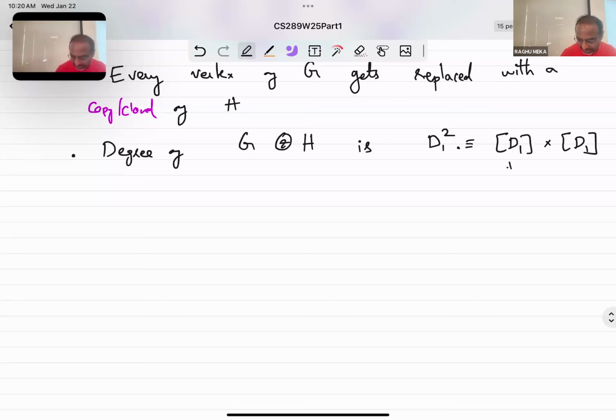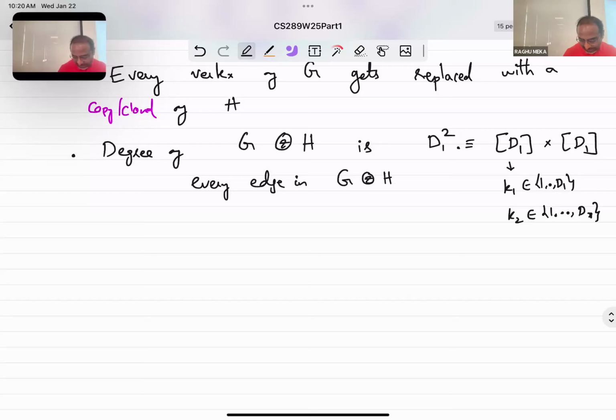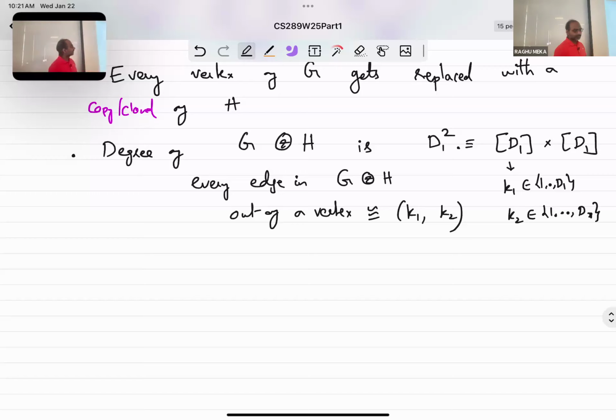Okay. So this is some number K1 belonging to 1 through D1, let's say, and then K2 belonging to 1 through D1 again. And so every edge out of a vertex, you should think of it as corresponding to a pair like this, K1 comma K2. Okay.